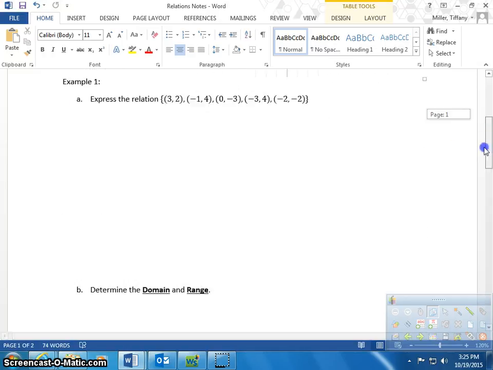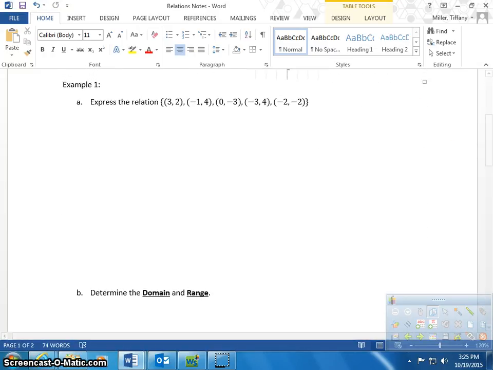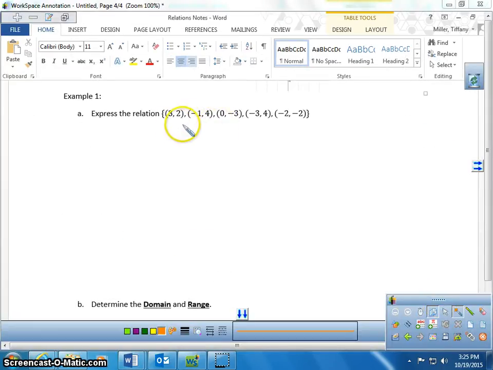So we have the example: (3, 2), (-1, 4), (0, -3), (-3, 4), (-2, -2). So you're going to take this relation and you're going to make a table, a graph, and a mapping from it.